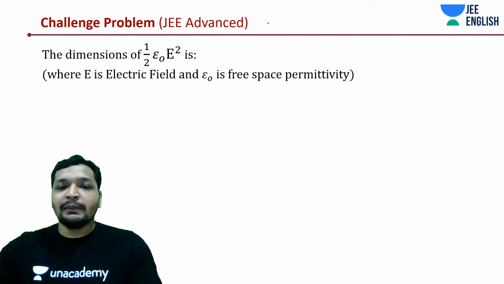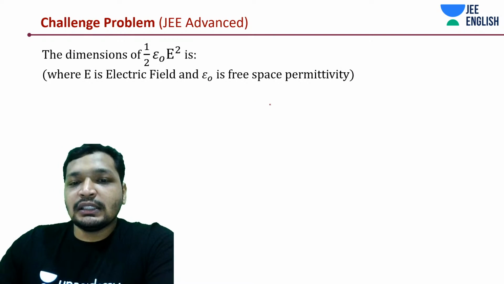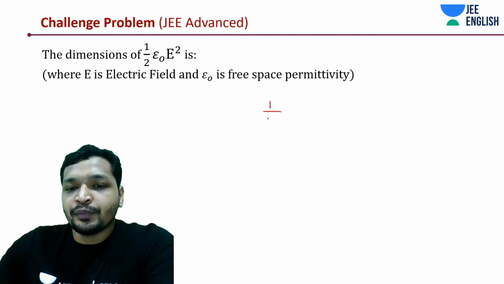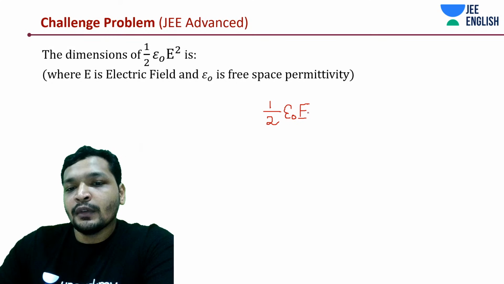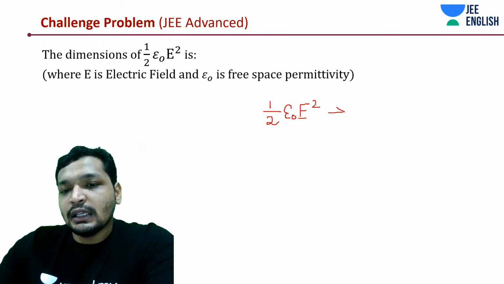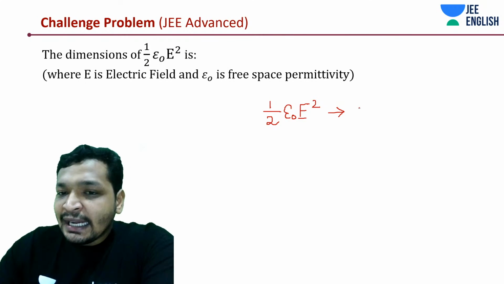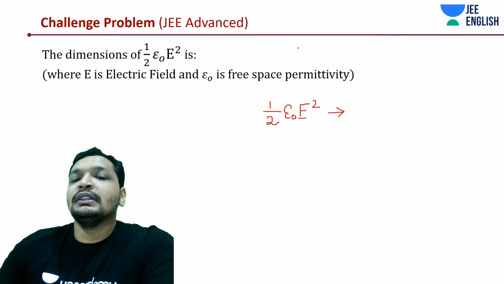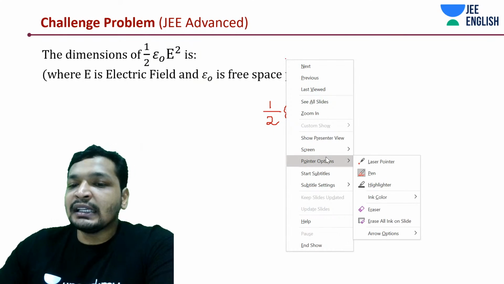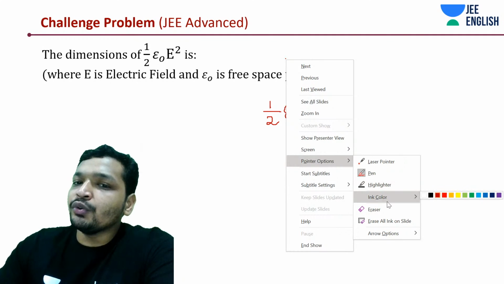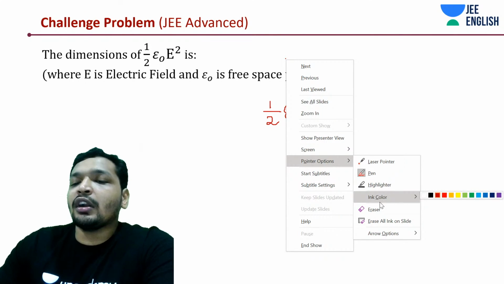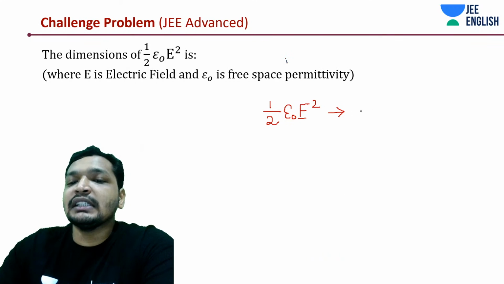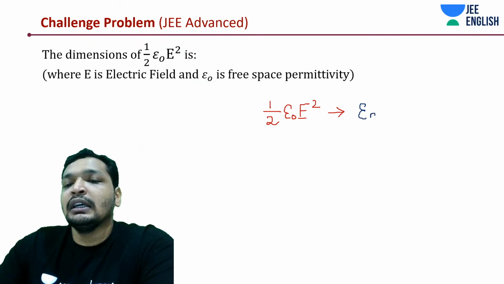In fact, you know this, I believe. What is this, half epsilon naught E squared? This is energy density. B squared by 2 mu naught and E squared into epsilon naught are nothing but energy density.